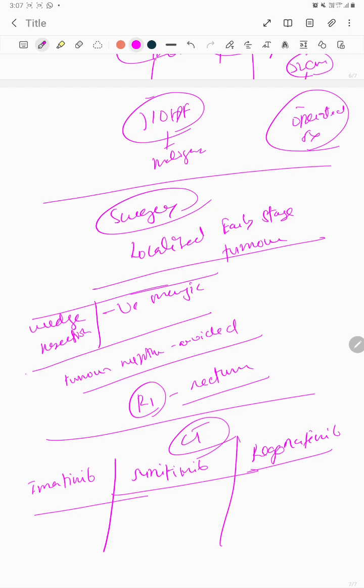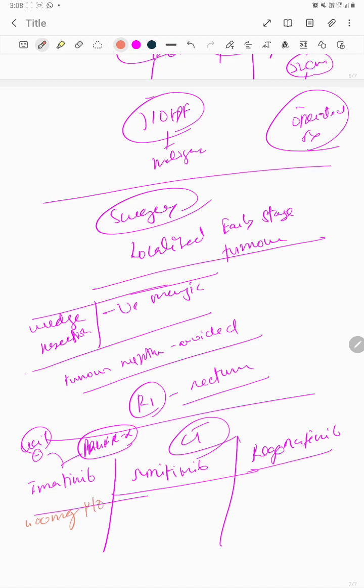So these are all basically targeting your c-KIT mutations. Imatinib is an inhibitor of both c-KIT and PDGFR alpha, right? The important thing I want you to know here is that the usual dosage of your imatinib is 400 mg taken per orally, okay?